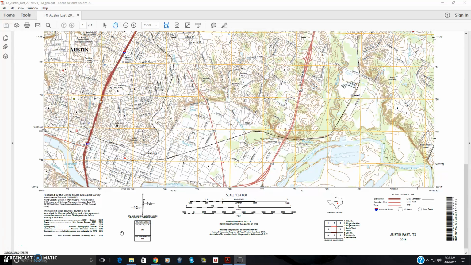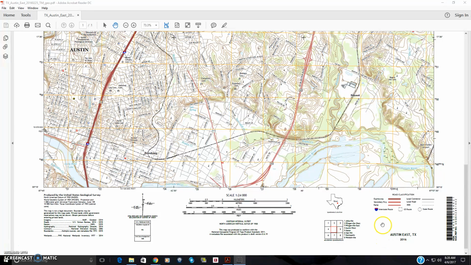Hi, the purpose of this short video is to help you to determine the latitude and the longitude of the map boundaries on a topographic map. Here we're looking at just the very bottom half of a topographic map. This one is of the Austin East area in Texas.